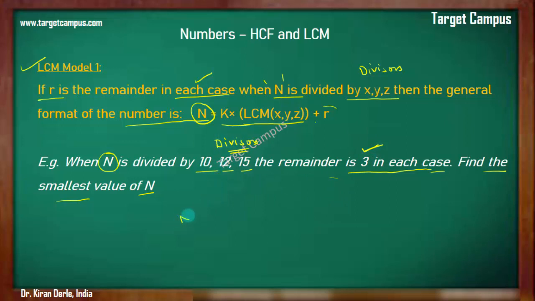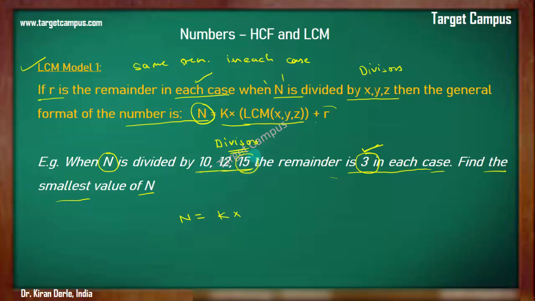So this n can be found out by k into the LCM of 10, 12 and 15. Irrespective of the number of divisors, you may have 2, 3, 4, 5, 6, whatever, this format will not change. This is constant. So when n is divided by these, the remainder is 3 in each case. This is the case of getting the same remainder in each case.